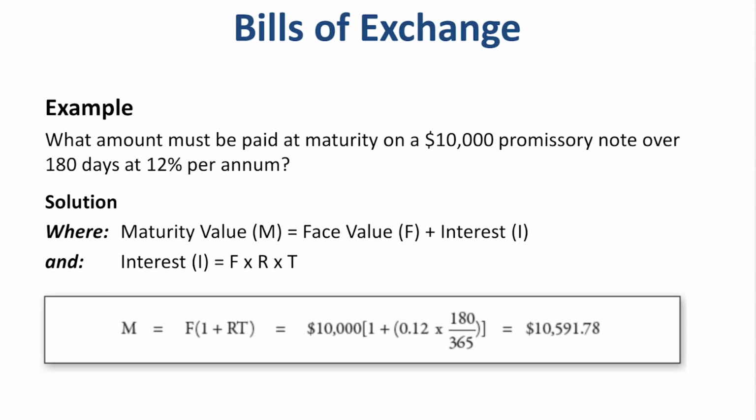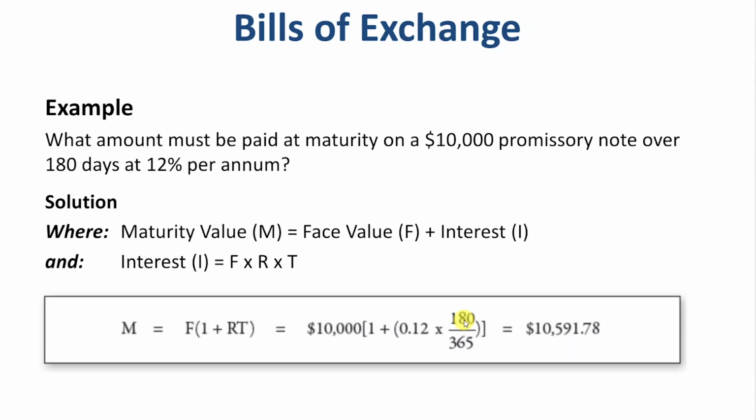So here we have an amount that must be paid at maturity: a $10,000 promissory note. The period is only 180 days, with an annual interest rate of 12%. So what we do is, at maturity, what you need to pay is your face value plus the interest. Your principal is the $10,000 face value, and then your interest rate is 12%.